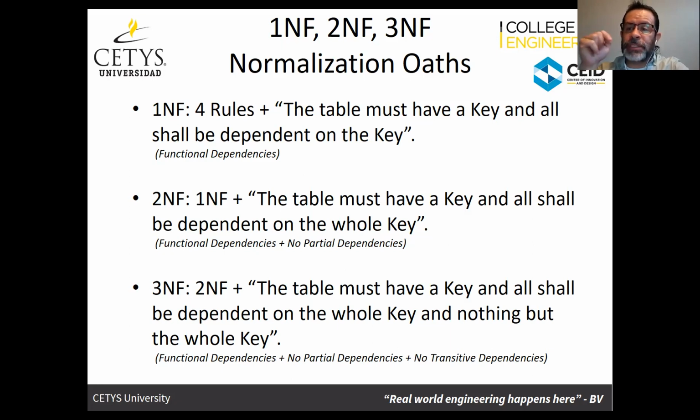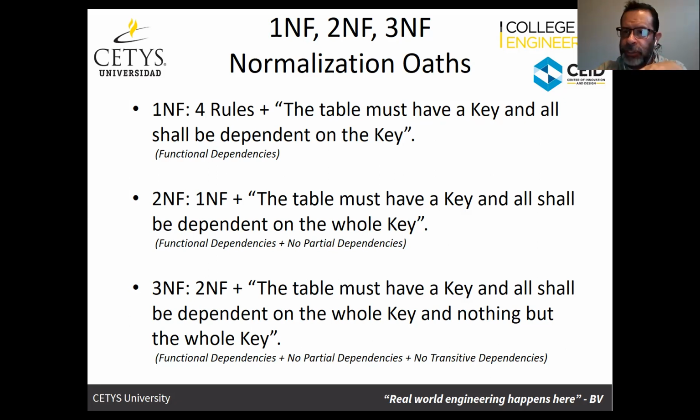The second normal form says we have to be in the first normal form, first off, and the table must have a key, and all shall be dependent on the whole key. Okay, what's the difference with the first one? In the first one, we just have a primary key, but there might be attributes that don't depend completely on that key. They depend on that key and something else. In the second normal form, all of the attributes must depend on the whole primary key and only that.